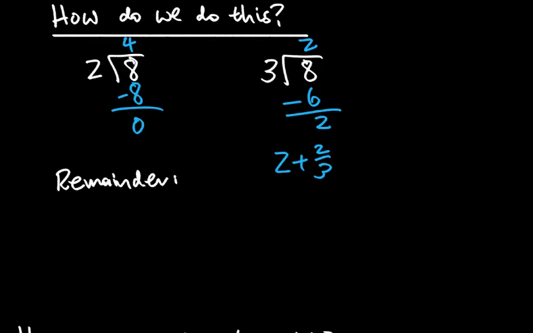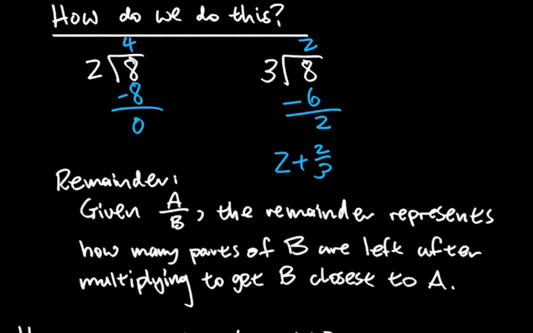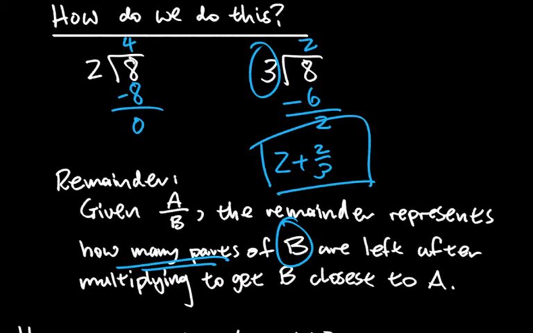So remainder, let's think about that. If we get a over b, the remainder represents how many parts of b are left after multiplying to get b really close to a. So here we got 3 as close to 8 as possible. Then we had 2 left. So this is how many parts of 3 are left. So we have 2 parts out of 3 left. So we have 2 plus 2 parts of 3.